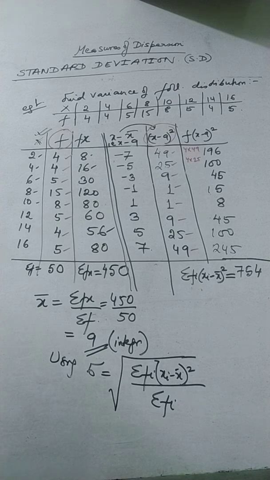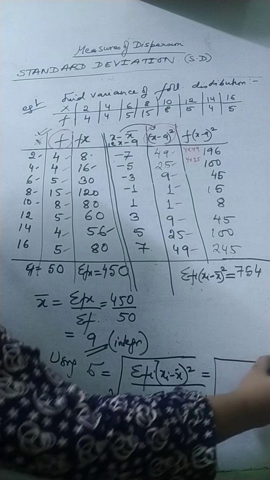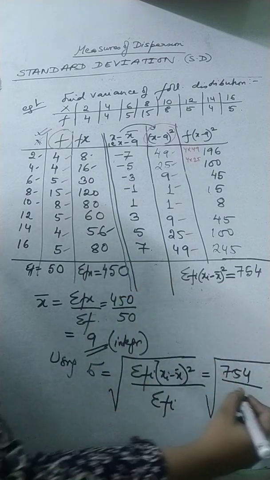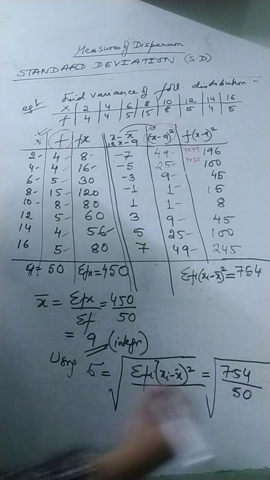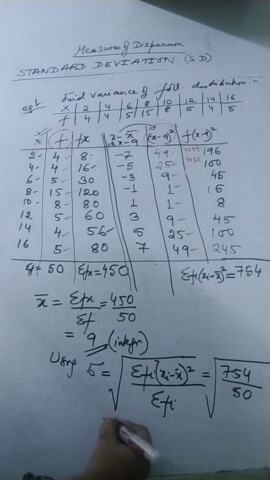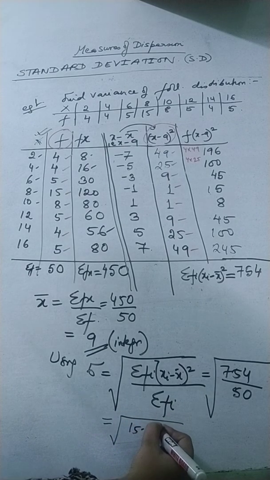So now let us substitute. So this is going to give you root over of 754 divided by summation f, which is how much? 50. 754 divided by 50. How much is it coming to? It will come to, I think, root over 15.08.